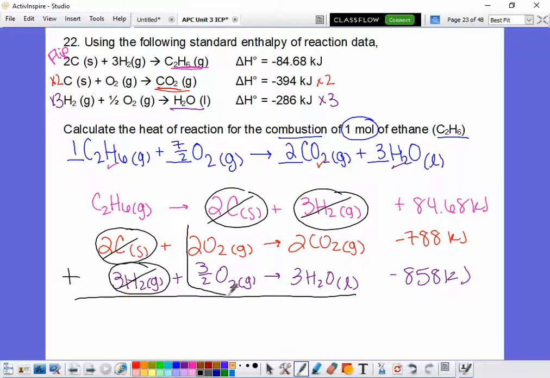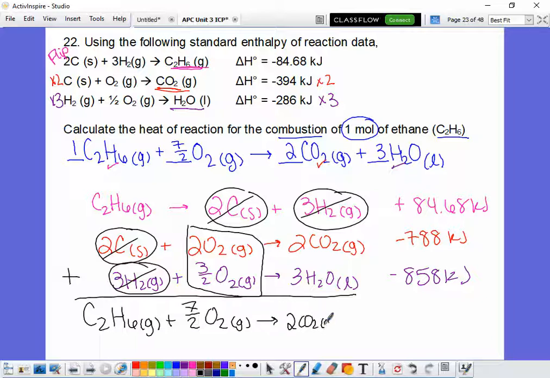What's going to happen with this? The 2O2 and the 3 halves O2. They're going to add together because they're on the same side of the arrow. They're both reactants, so you end up getting them combined as our reactant. So C2H6, which is a gas. What is 2 plus 3 halves? Is that 7 halves? Good. And then the 2CO2 and 3H2O.